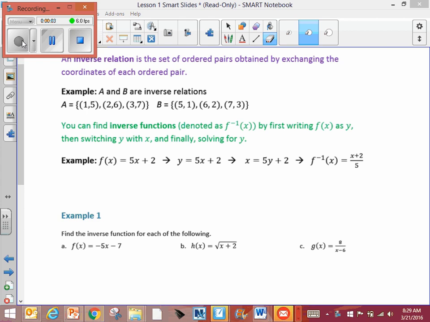Algebra 2B Unit 9, prep for Assessment 1. Here it comes.